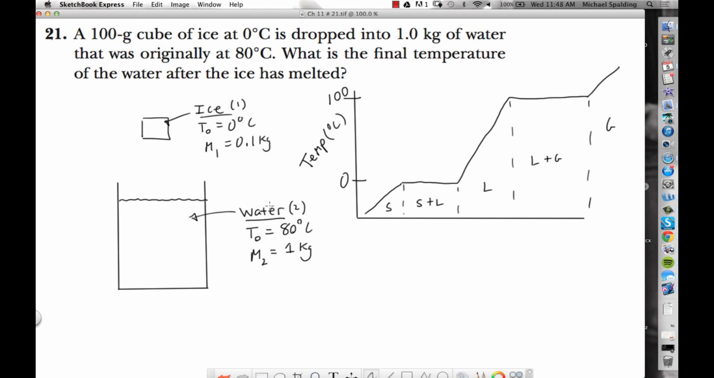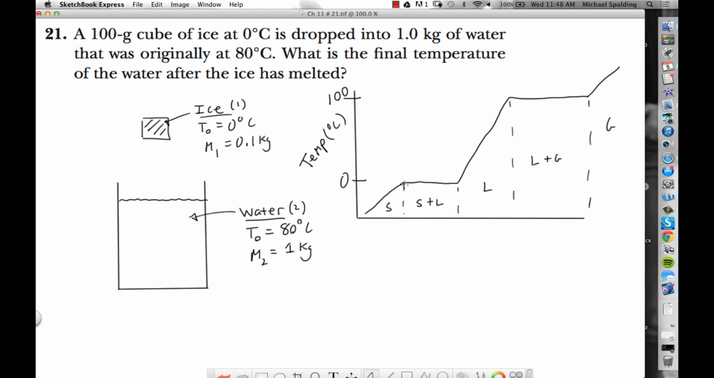Okay, this is a calorimetry problem that involves phase change. It's the toughest type of calorimetry problem that you're going to do. So here we go. We have a sample of ice at 0 degrees Celsius, and we're given the mass, 100 grams, which is 0.1 kilograms. The initial temperature is 0, which is significant.